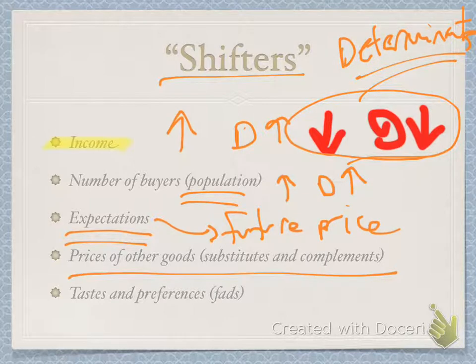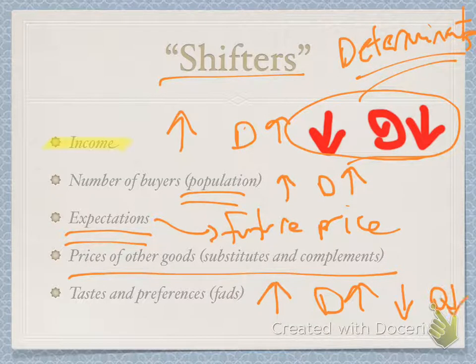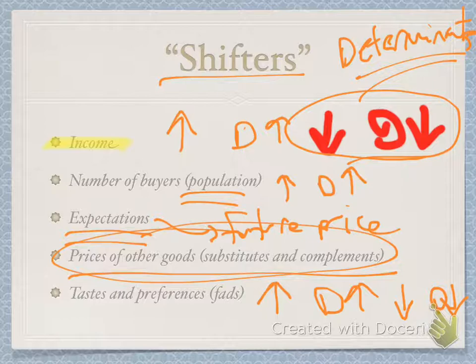Prices of other goods, substitutes and complements, that's a tricky one that I'm going to show you more in a second. But tastes and preferences, fads. If something's really cool, everybody wants it, demand is going to go up regardless of price. Right? It's really cool. If something's not cool, like clear Pepsi, demand drops and they stop supplying the same quantity. Well, let's do a little bit more on substitutes and complements. So here's what substitutes and complements would look like.